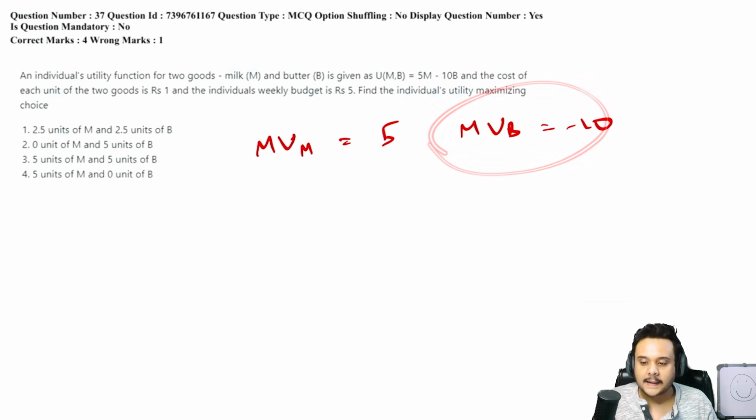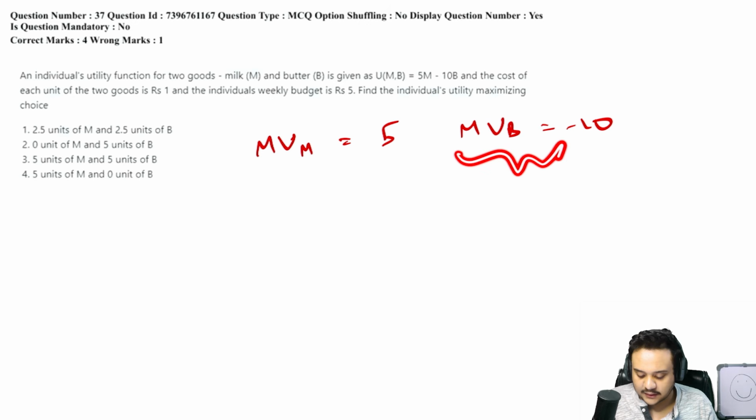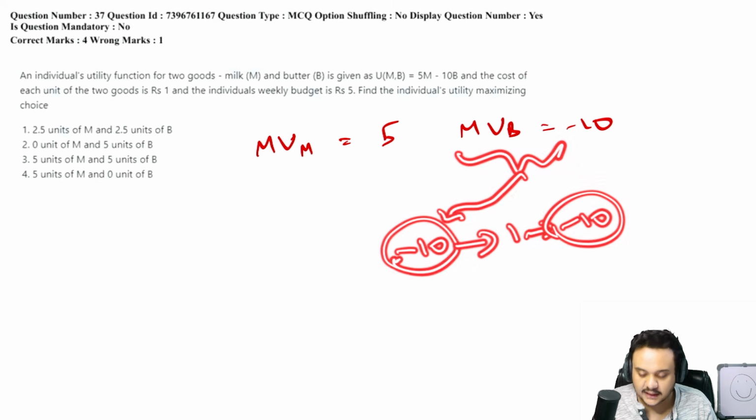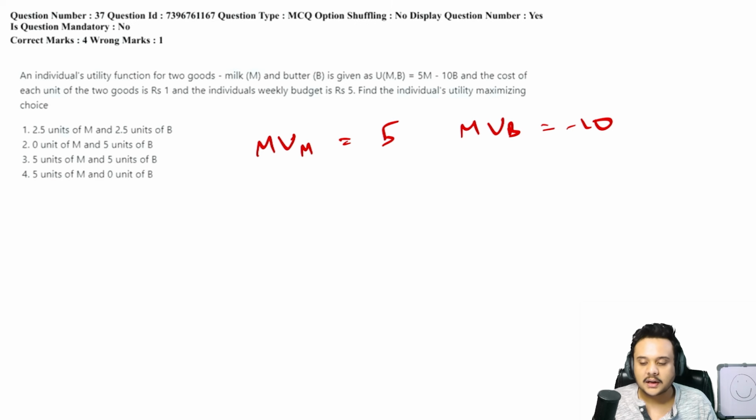What does this mean? This means that for every additional unit of butter that you consume, your utility is falling by 10. So will you consume even a single unit of this butter, which will give you a minus 10 in your total utility? Why would you consume this? It is just literally decreasing your utility, right? So you will not consume butter at all.